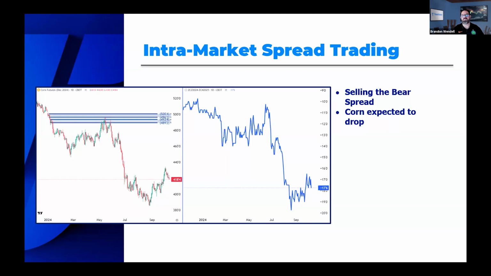So we could also do a bear spread if you expect the front month to drop. In this case, I was expecting corn futures to drop. And instead of selling the corn futures outright, where I'd have to put up the margin of about $2,000, I could do the spread where I sell the front month and buy the back month. In this case, it was December 24 versus March 2025. And the spread also moved down because the front month moved faster than the back month, which is typically what will happen. The front month has more volume, and because of more volume, more liquidity, it typically will move faster than the back months.